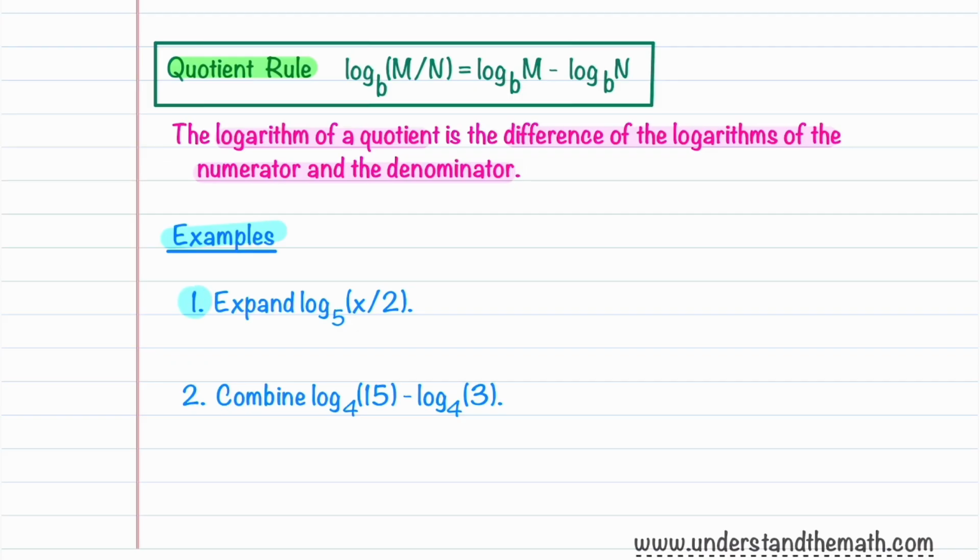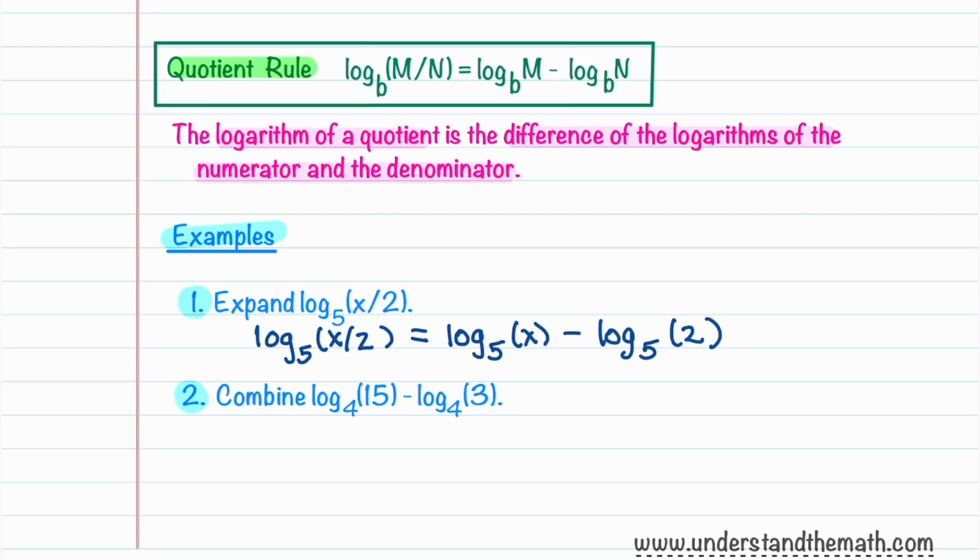In our first example, we are going to expand log base 5 of x divided by 2. Because what's inside the log is a quotient, x divided by 2, when we expand it, we're going to subtract the two pieces. This becomes log base 5 of x minus log base 5 of 2.